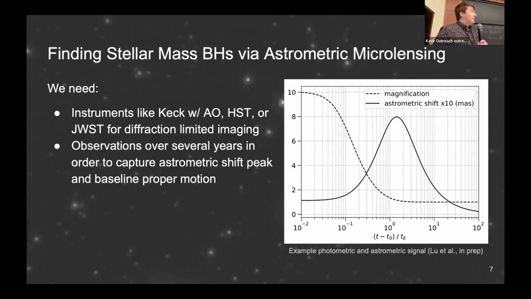And in addition, the astrometric signal of these events evolves a lot more slowly with time than the photometric signal. So we need to monitor these events over the course of several years to catch that deviation of the astrometric trajectory, as well as measure the baseline proper motion of the source star so that we can recognize that that trajectory was in fact a deviation.